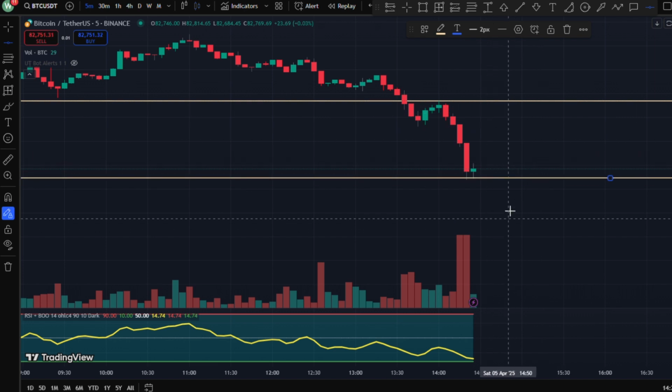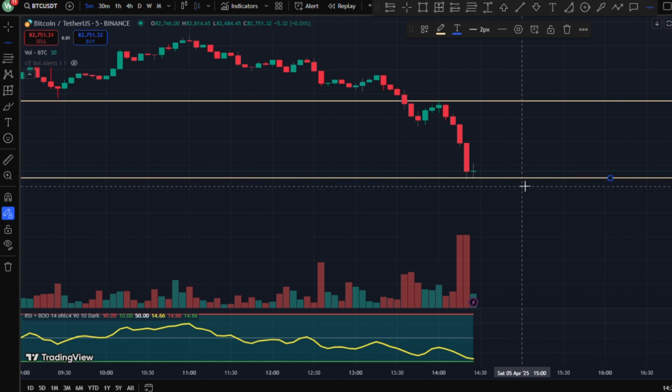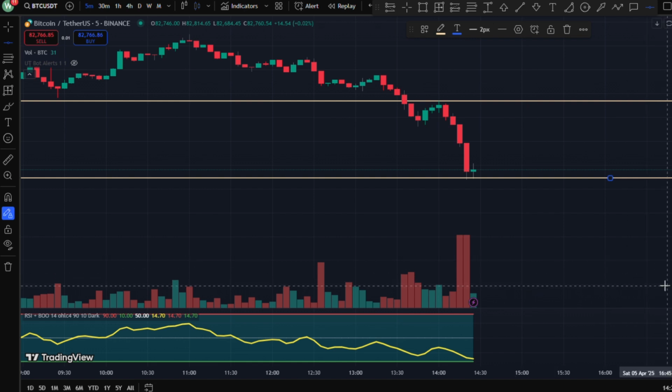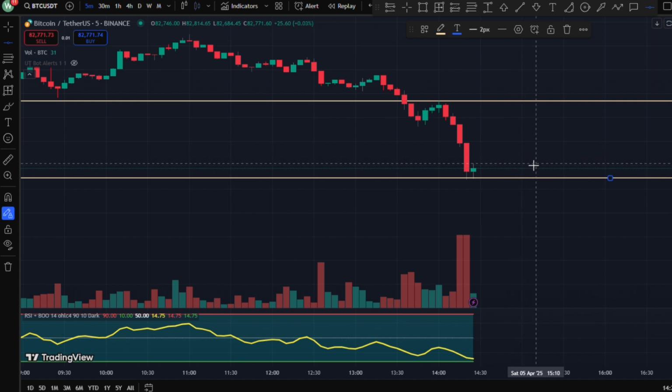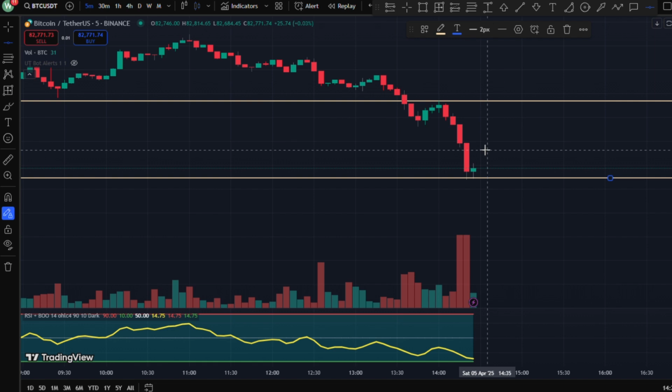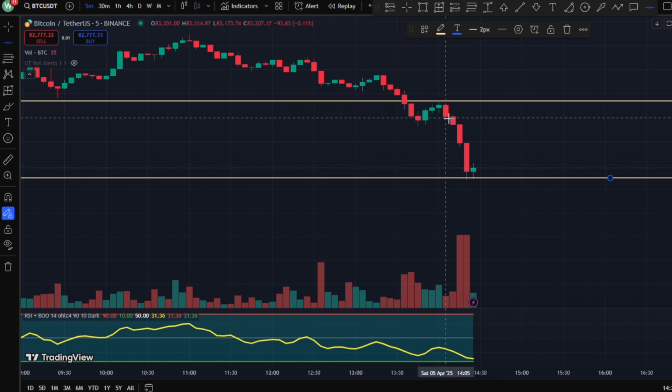So in between these two lines, if the support is broken, as we said, the market is going to come down all the way to this 81,000. But for now, you should pay close attention to the market. On the 5 minutes time frame, we have a lot of movement in the market. So if you are into intraday trading, you have to sit on your system very close and pay close attention to the market.